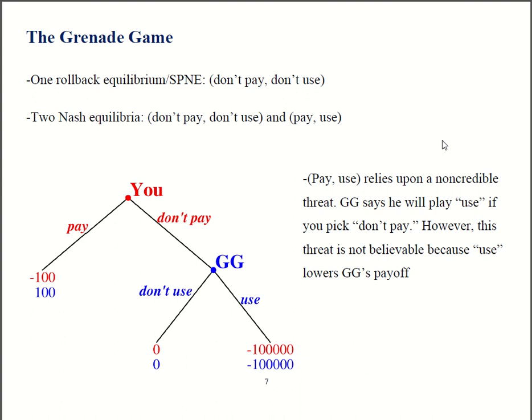So for the second equilibrium, the non-subgame perfect one, there is an issue with a non-credible threat. Remember I said earlier, if there's a Nash equilibrium that's not subgame perfect, there's always a non-credible threat issue. So what's going on here is, to make pay-use an equilibrium, Grenade Guy's threatening, "I'm going to use that grenade, and that's going to scare you into playing pay." So pay is best response to use.